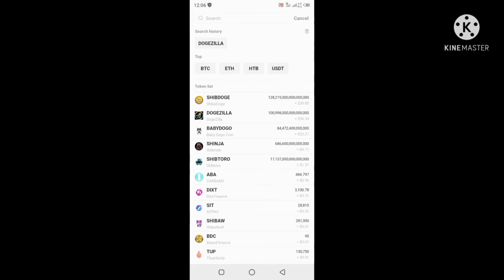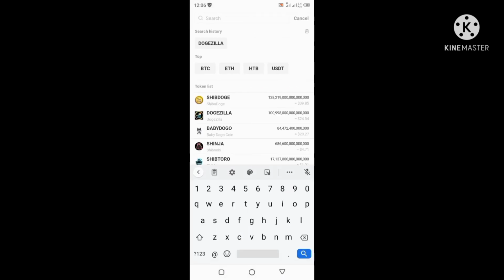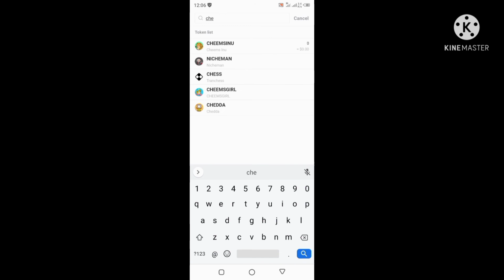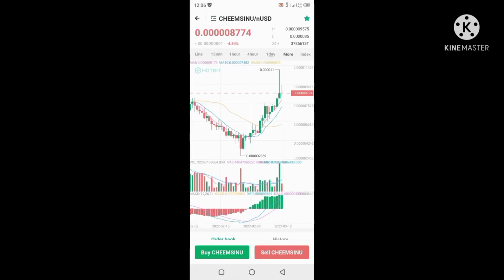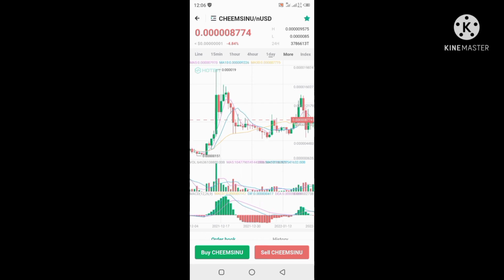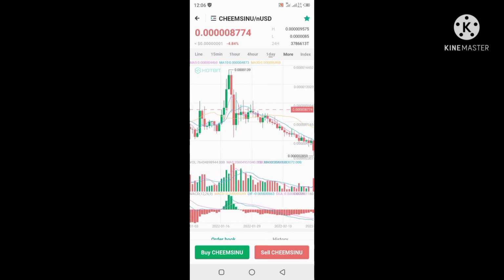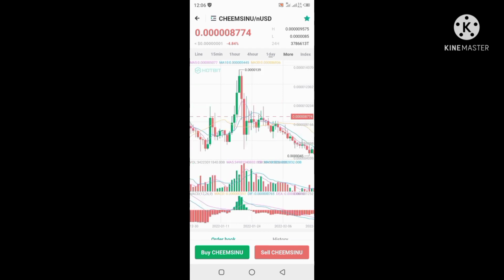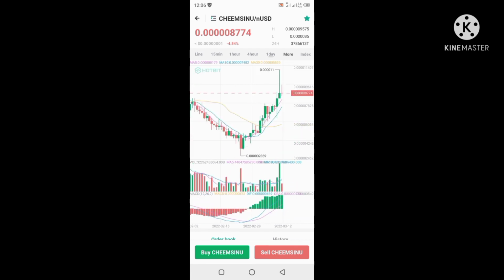The second coin is Chimson. This coin was also launched in November 2021, and the highest price they have gone up to is 0.00019. You can see the movement of the coin since when it was launched, and here a day ago it moved up. So if you buy this coin right now, you also make a lot of profit in the near future.